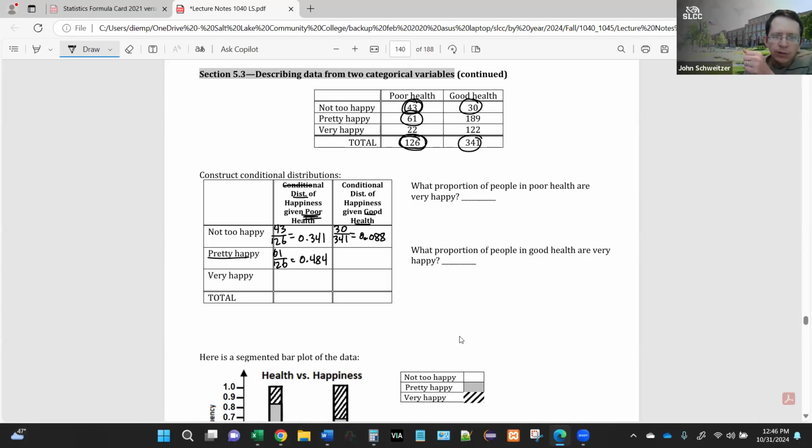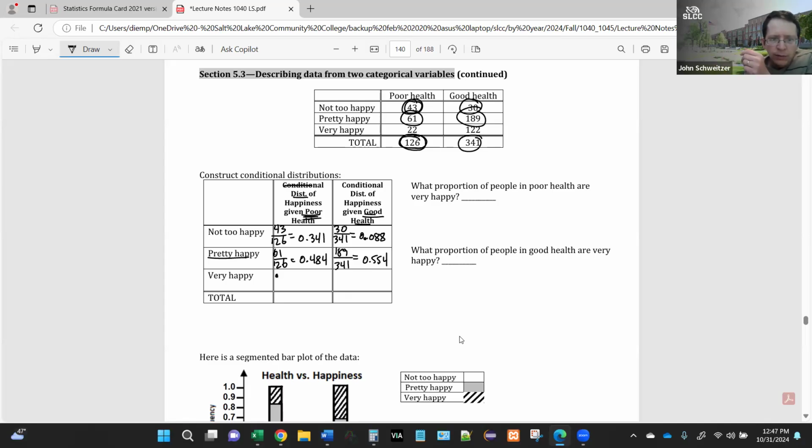Okay, and then if we move over to good health, among the people in good health, there are 341 of those, 189 of the good health folks are saying they're pretty happy, which is 0.554. So among the folks with the good health status, a majority of them are pretty happy, which sounds pretty good to me. Okay, so you guys try the last two there.